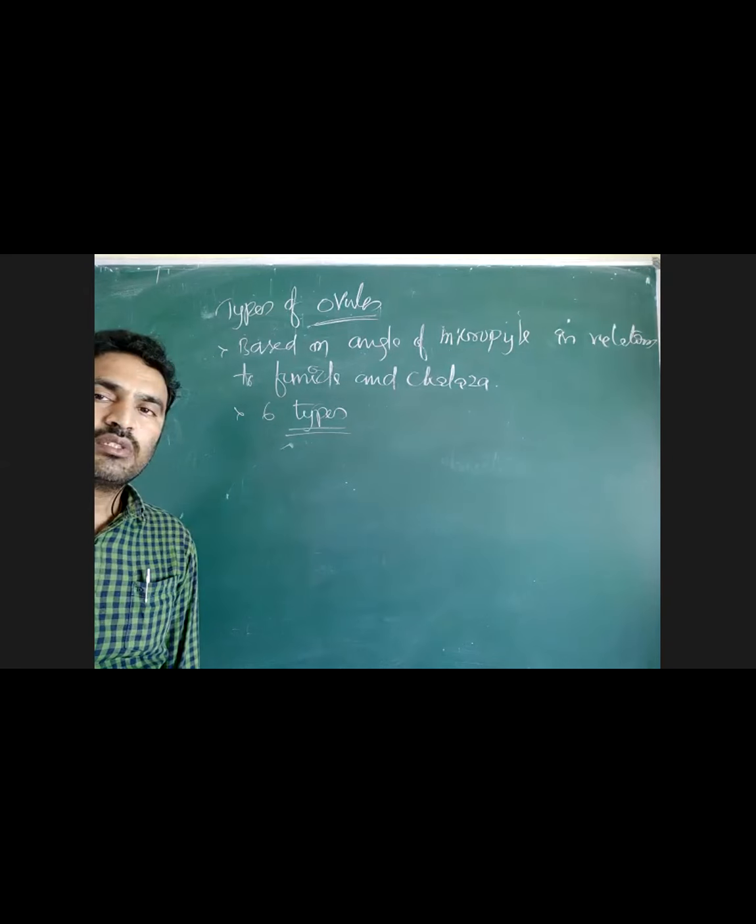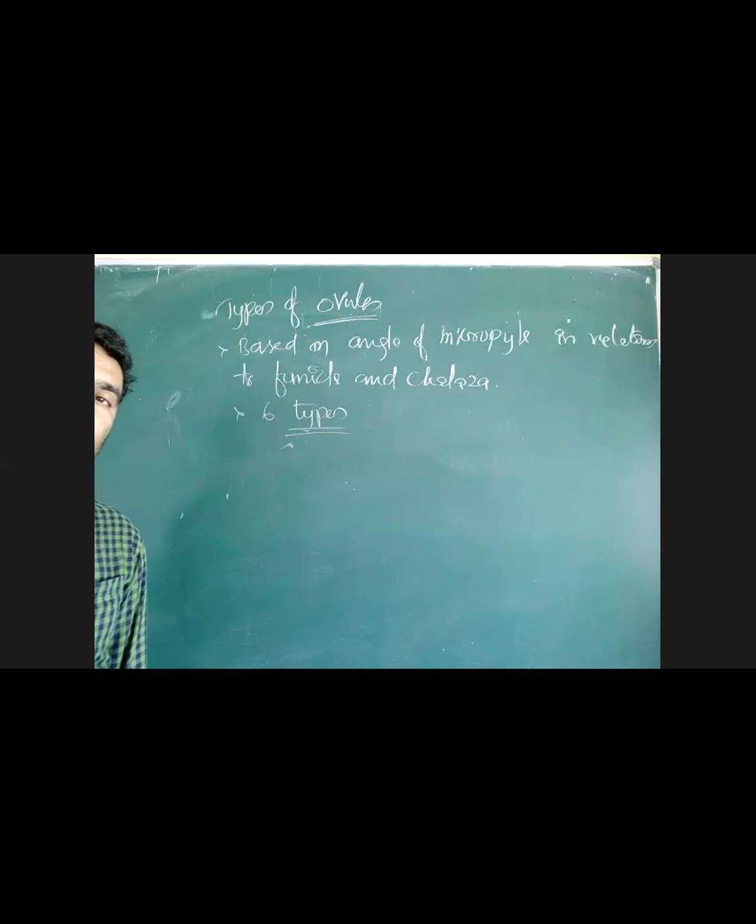Okay, you copy this. This meeting is going to end, I think. After that, I will connect again and I will tell you the 6 different types. Okay, 6 different types of ovules are there based on the angle. They are orthotropous, anatropous, semi-anatropous, campylotropous, amphitropous, and circinotropous. 6 types of ovules are there, and what is the angle in each, and different examples we will see.